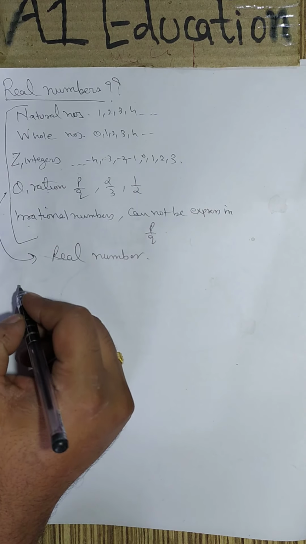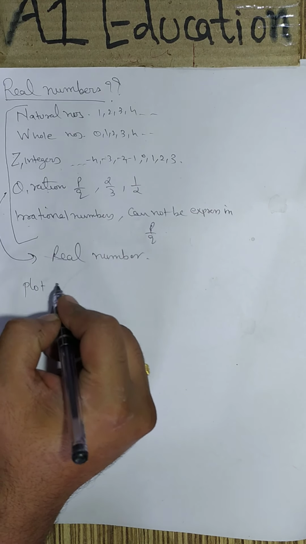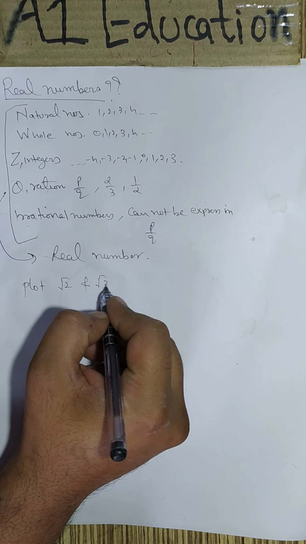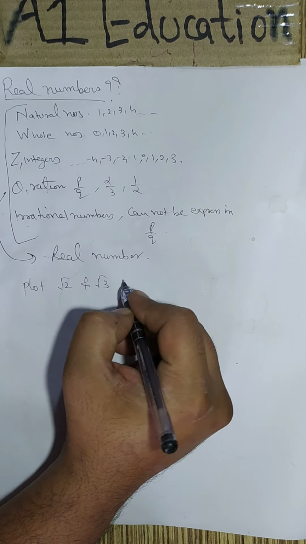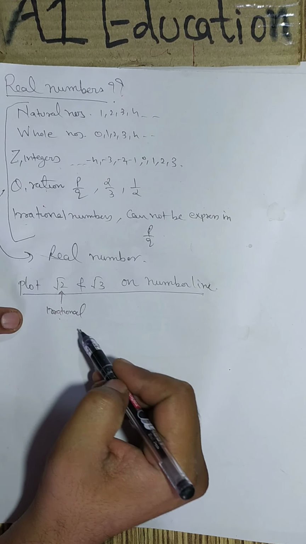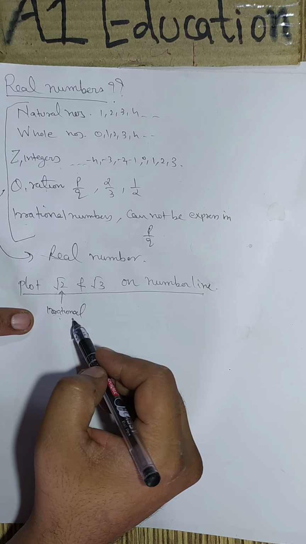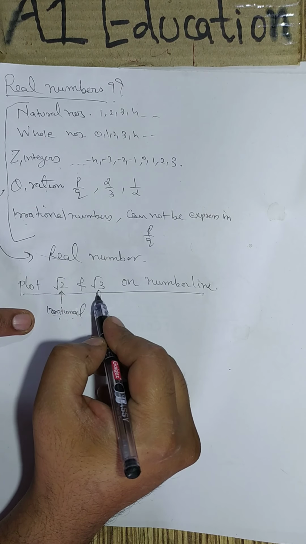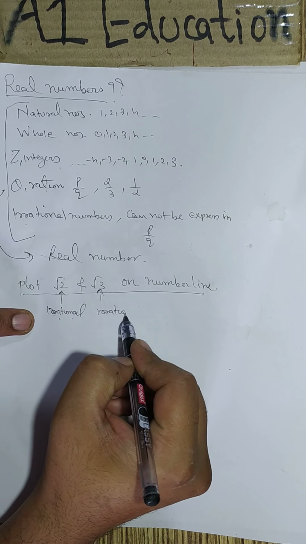Next, we try to plot root 2 and root 3 on the number line. So plotting root 2 and root 3 on the number line, we know that root 2 is an irrational number. It cannot be expressed in p upon q form. We will see in the later part why it is irrational and what exactly the definition of this irrational word holds. Similarly, root 3 is also an irrational number.